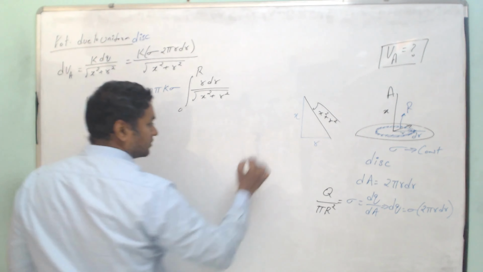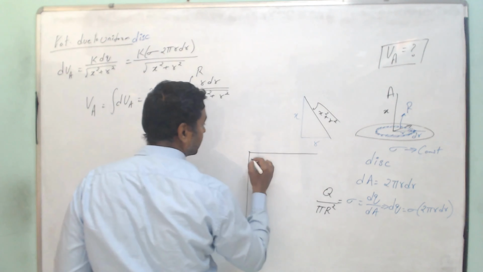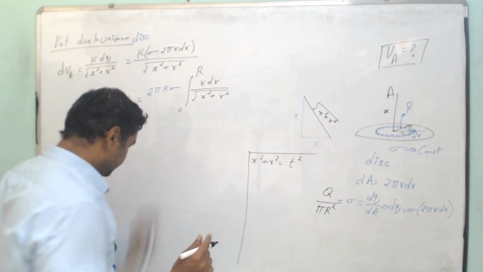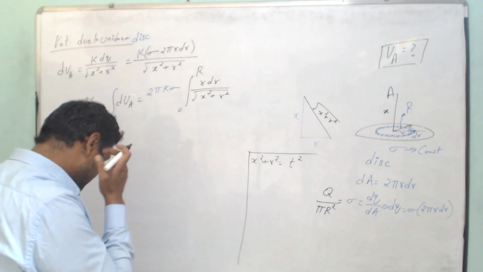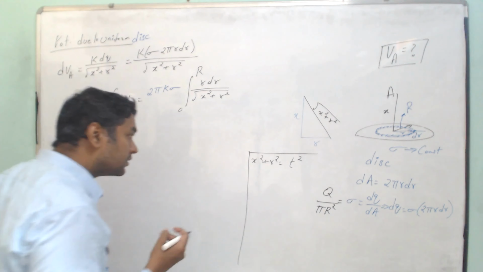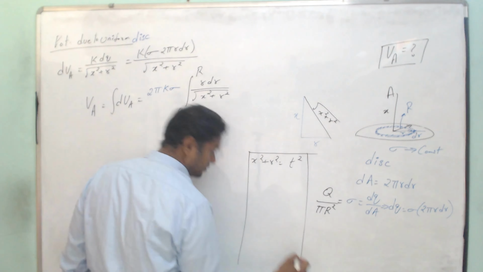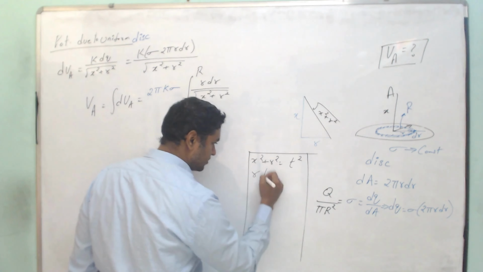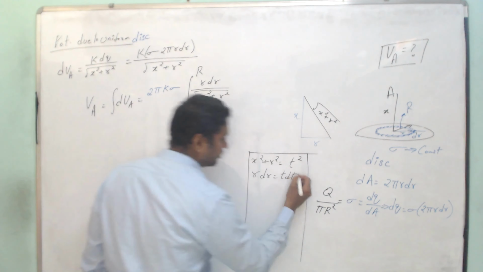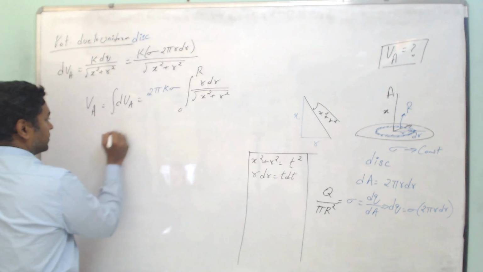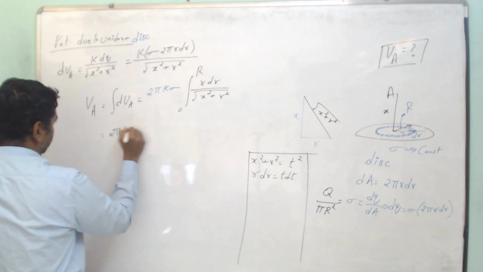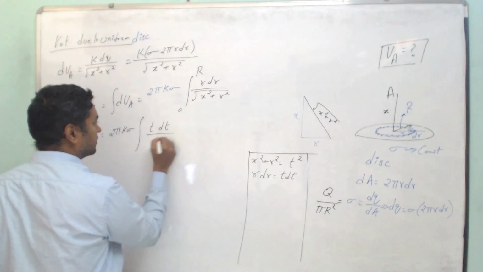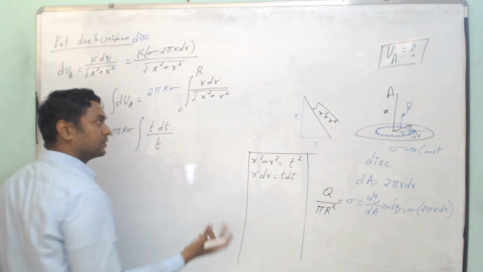Next, we can take x square plus r square is equal to t square. Next, differentiate. What will I get? 2r dr equal to 2t dt. 2 cancels, so r dr equal to t dt. Coming back to here, put t dt upon t. t dt upon t, that will become t.